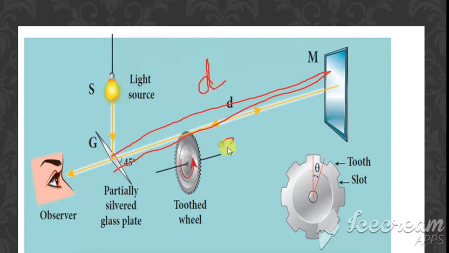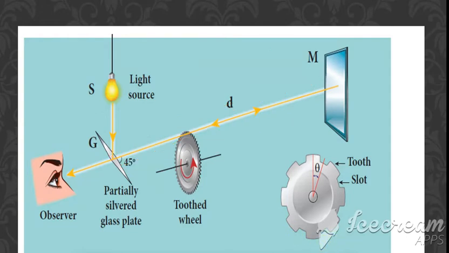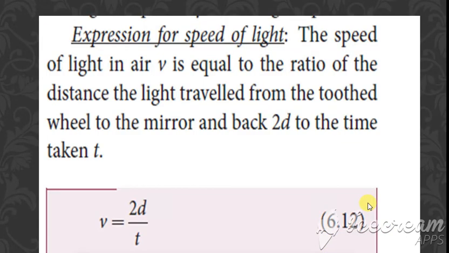Since it is traveling along the same distance, we can take this value to be d plus d. So this becomes 2d to be the distance. Okay. Then let us get the expression for the speed of light. For finding the speed of light, we are going to take the formula for velocity.